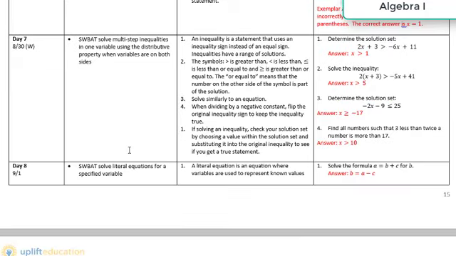Day 7 is a Wednesday, multi-step inequalities. This is a continuation of what we were doing previously. The only addition is that inequality rule. So this should be a day to really practice and really get those multi-step inequalities, multi-step equations correct.